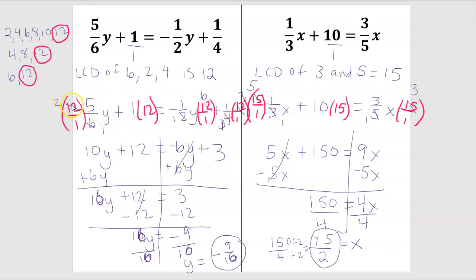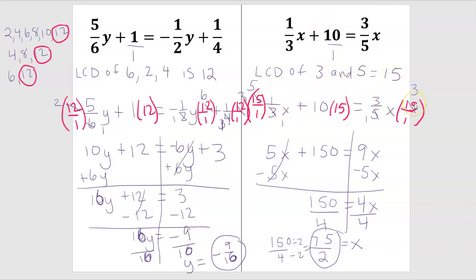I cross-canceled. If you need to actually do 12 times 5 divided by 6, go ahead and do that. But I know that 6 goes into 12 2 times. So I got 10y plus 12 equals negative 6y. Don't forget that negative, plus 3. I then solved my problem and I got negative 9 over 16. When dealing with fractions, you're not always going to get really happy, friendly numbers, and that's okay. As long as you know that that's okay, and you don't feel as though that problem is wrong just because of the answer. All right, on the other side, the LCD of 3 and 5 is 15.